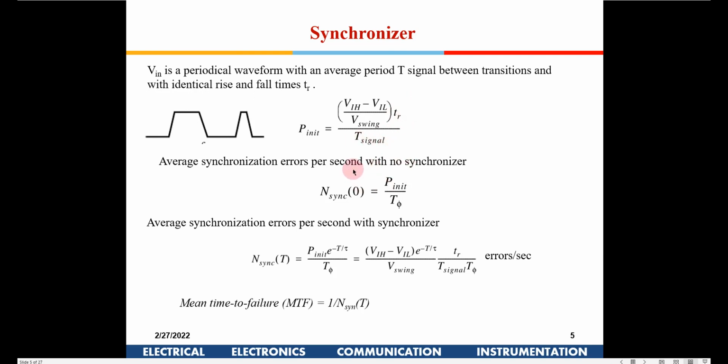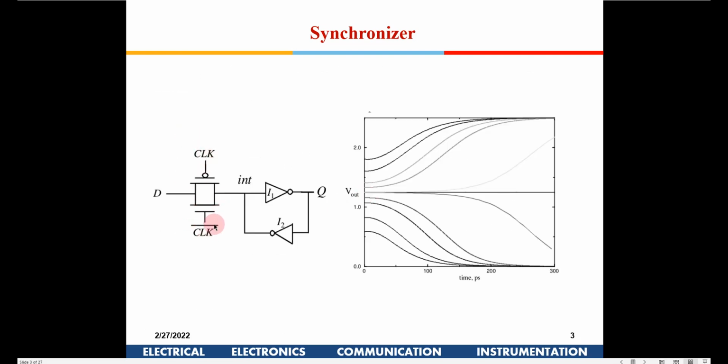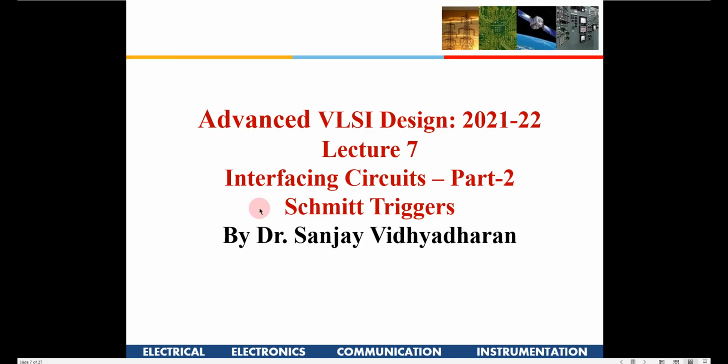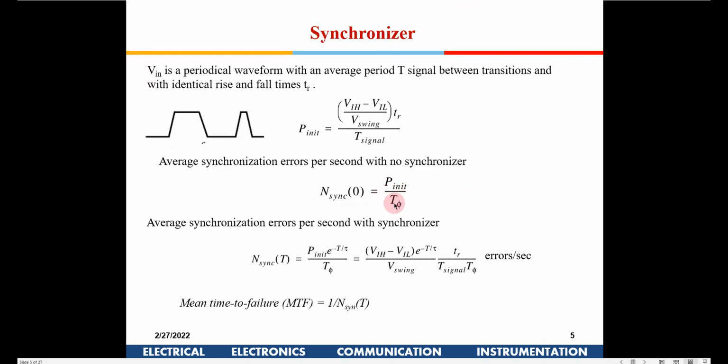Now if you see here, the number of samples which is sampled per unit time, that will be 1 by T. This is the probability. So you get the number of samples which could be erroneous. Now, n sync means average synchronization errors per second, because T5 is the sampling time. If I go back here, this clock period, if I divide P int by T5, it will give me the average synchronization errors per second.